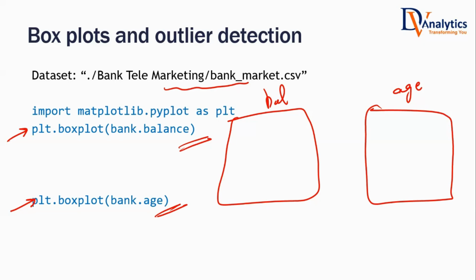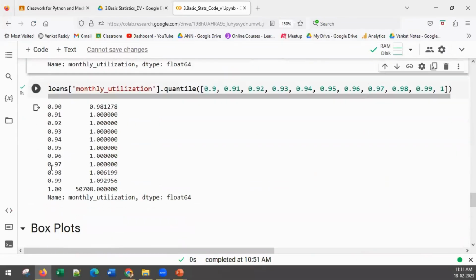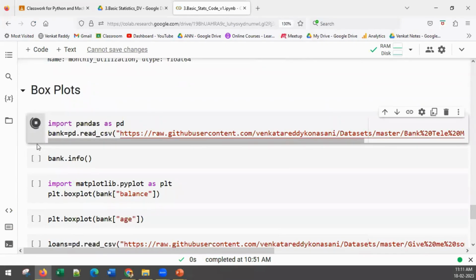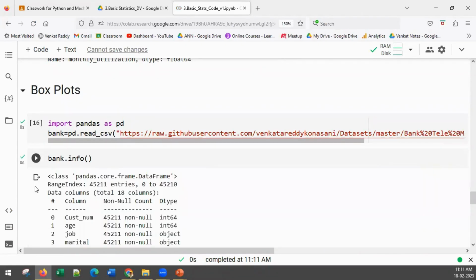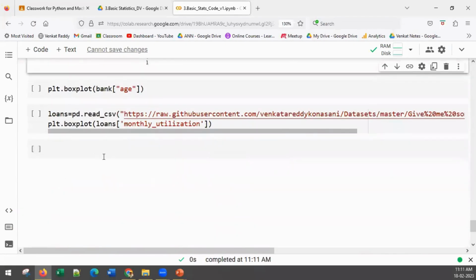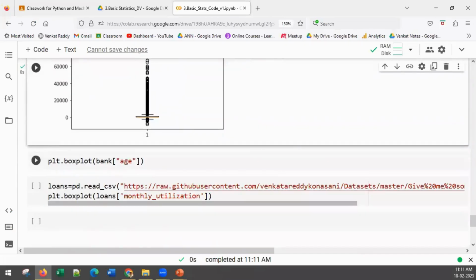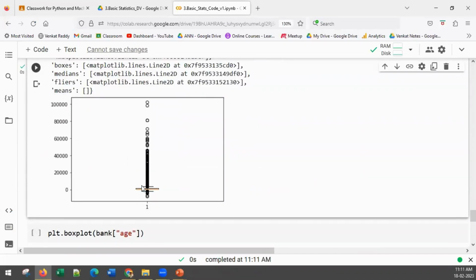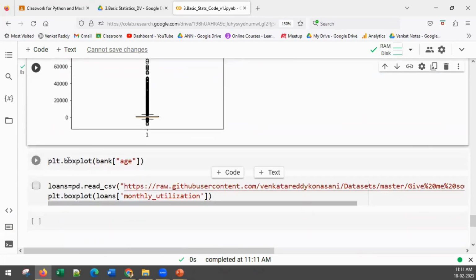Can you really see the box out of that? In bank balance, the box is very compressed, isn't it? If the box is not visible, it's clearly indicating to us that definitely there are outliers. How about age?